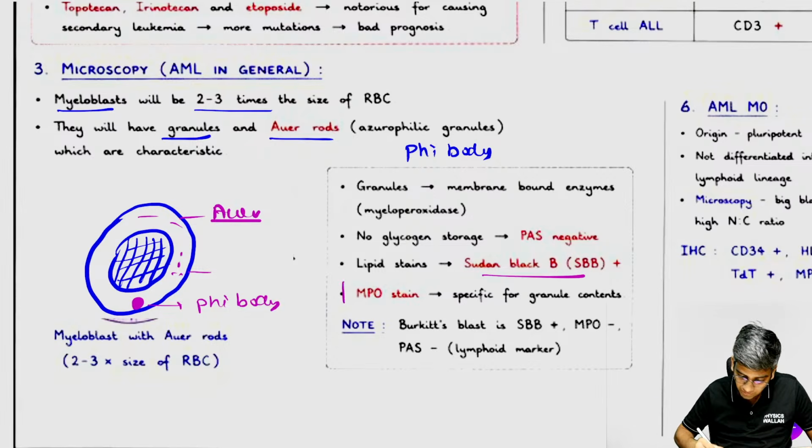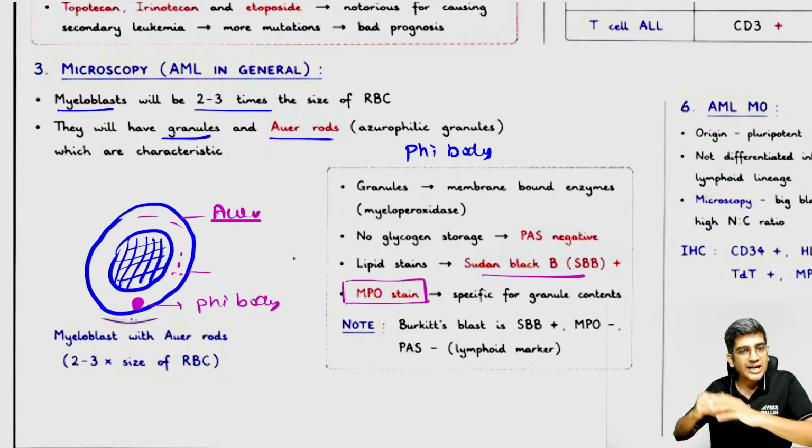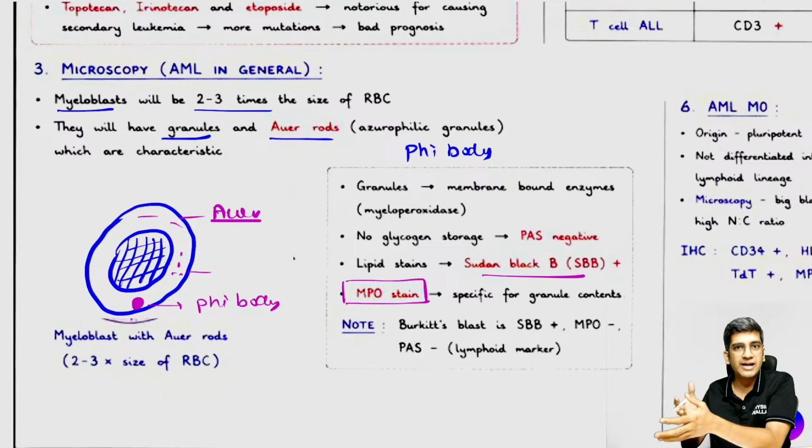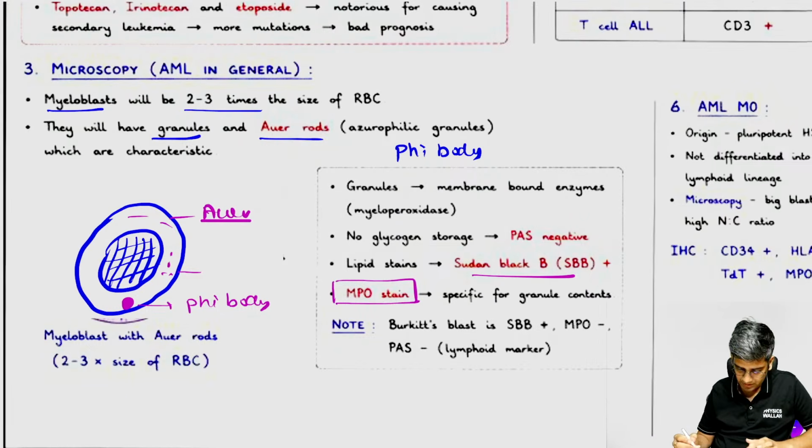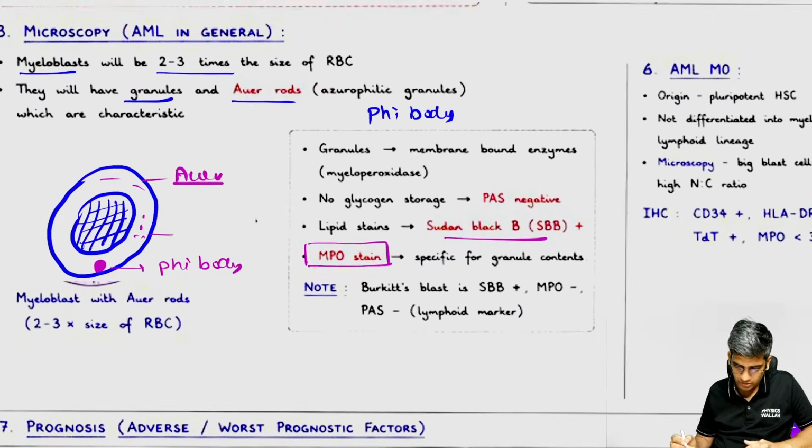And the best stain for me is MPO, because these granules are nothing but MPO, right? They are myeloperoxidase, the lysosomal enzymes. That's what is there in the granules. Auer rod is also positive for MPO. Granules are also positive for MPO. Fine. Okay. Perfect. Now, see, this is in general.